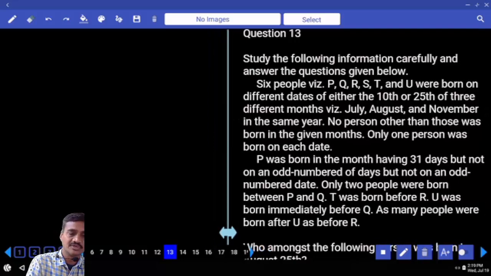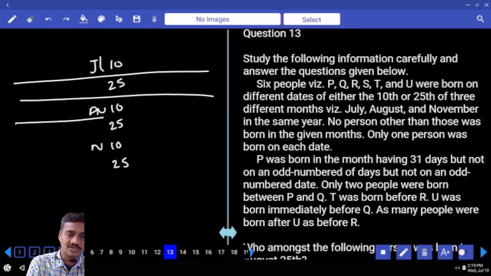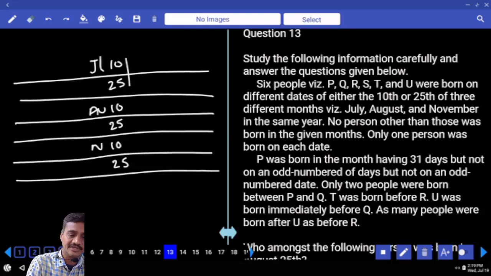What are the months we have? July, 10th and 25th. Then next one, August and November: August 10th, August 25th and November 10th and November 25th. Now in this one, July, August and November. Now all together, how many persons are there? 6. And the 6 persons were each born on a different date.